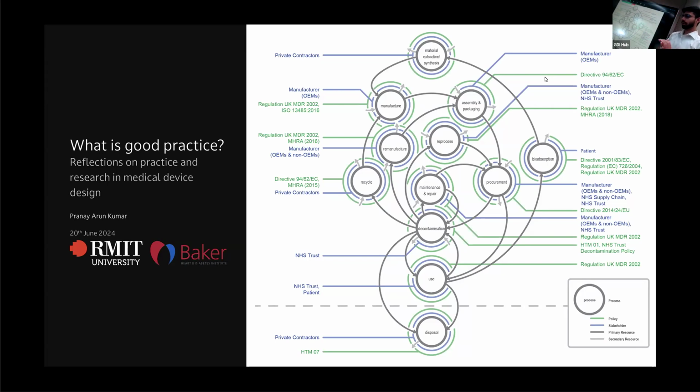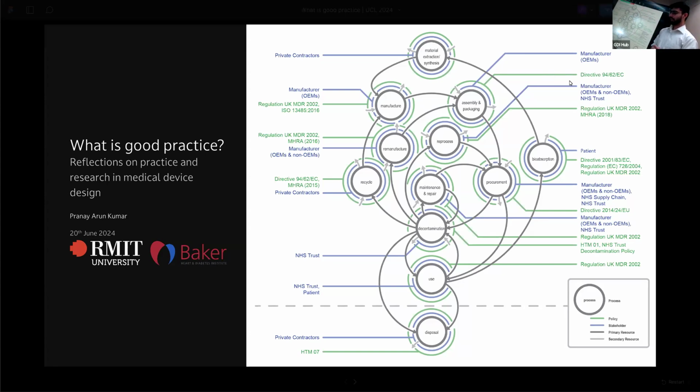Today, I want to talk about the practice of medical device design. I'm trying to reflect on my own experiences in practice and research to then come up with an understanding of what is good practice in this field. So I'm not presenting research as a set of findings and new knowledge. I'm rather presenting research as a way that can lead to discussions and deliberations on what is the practice of medical device design.